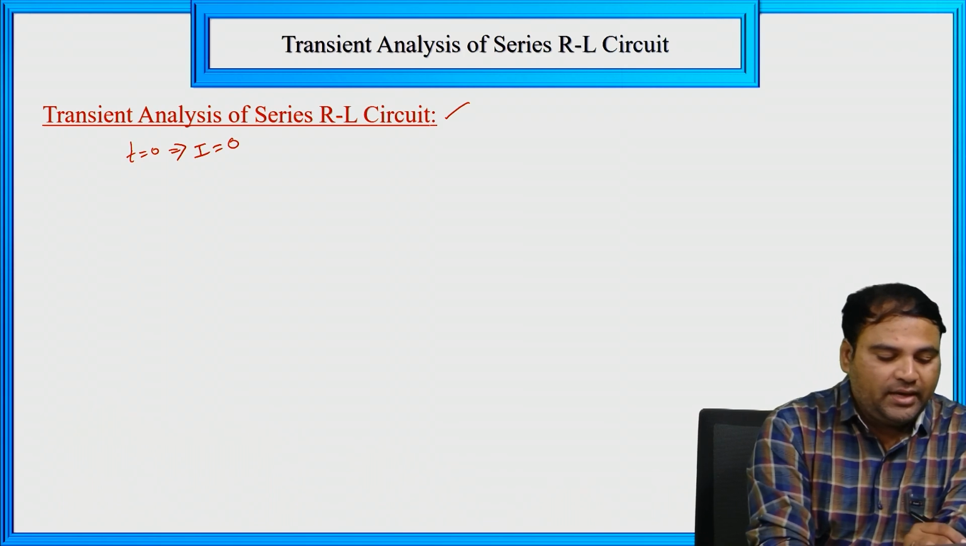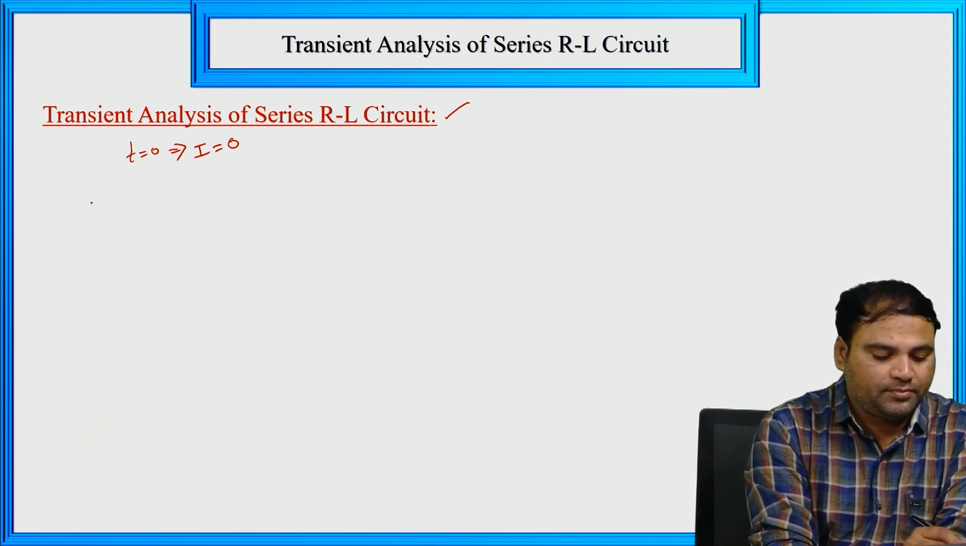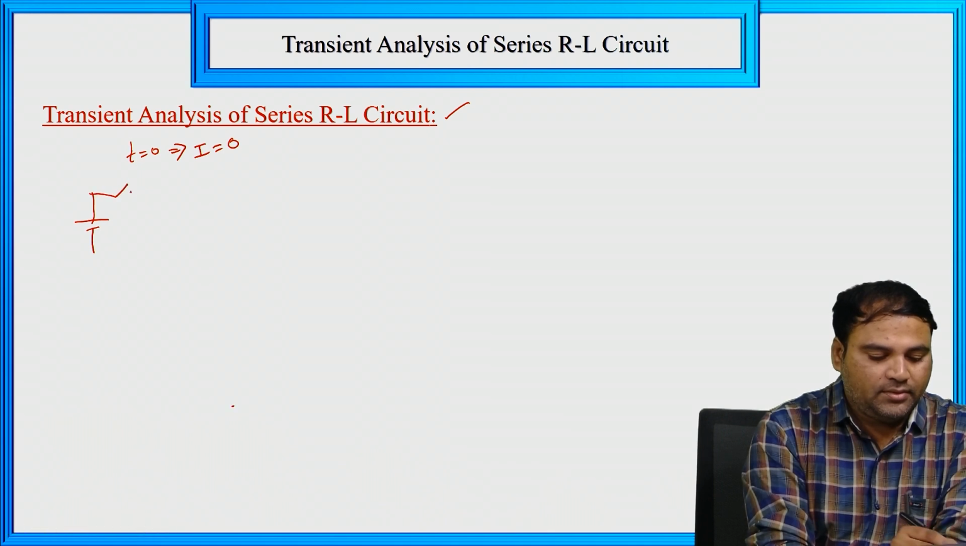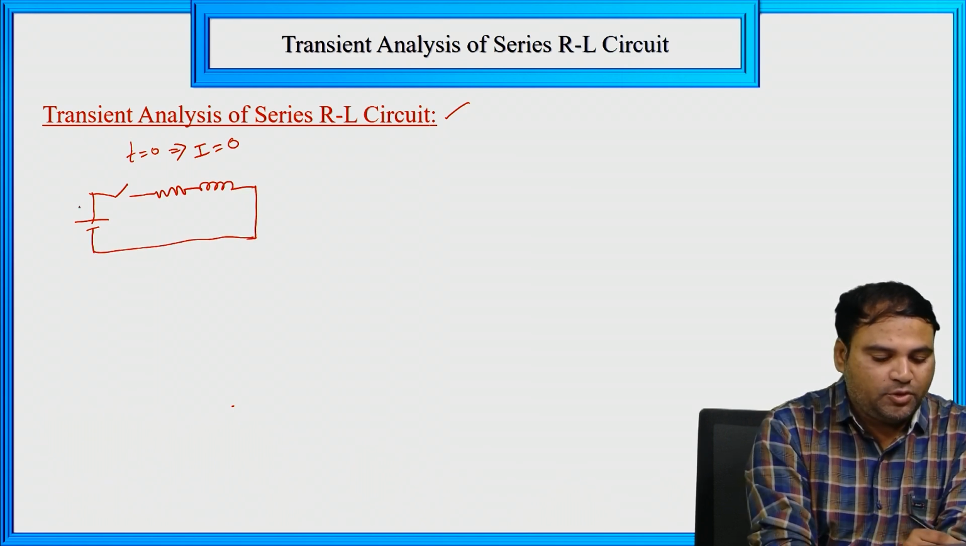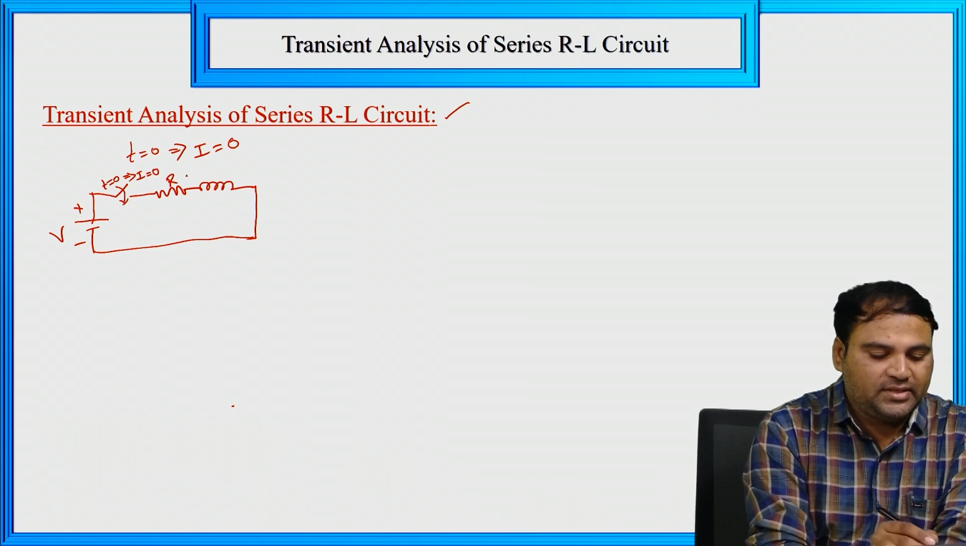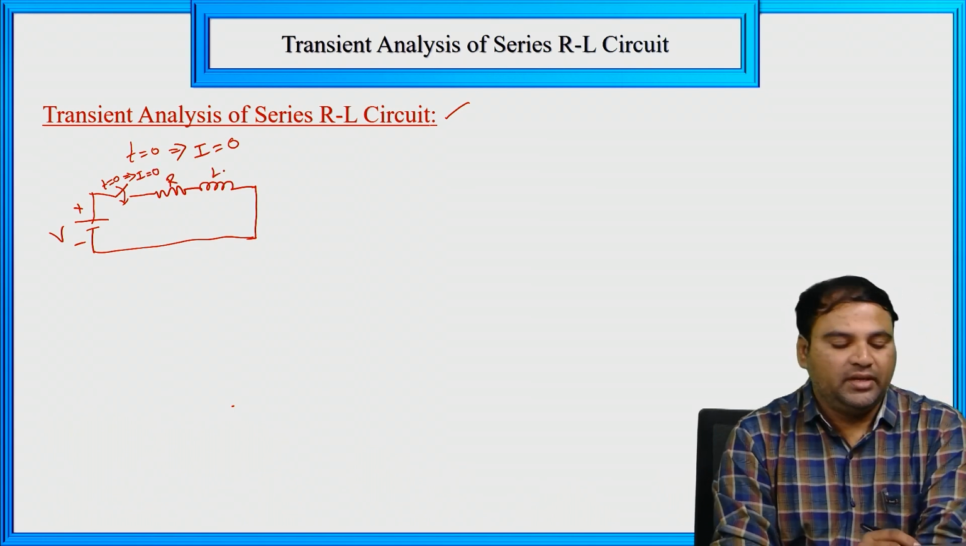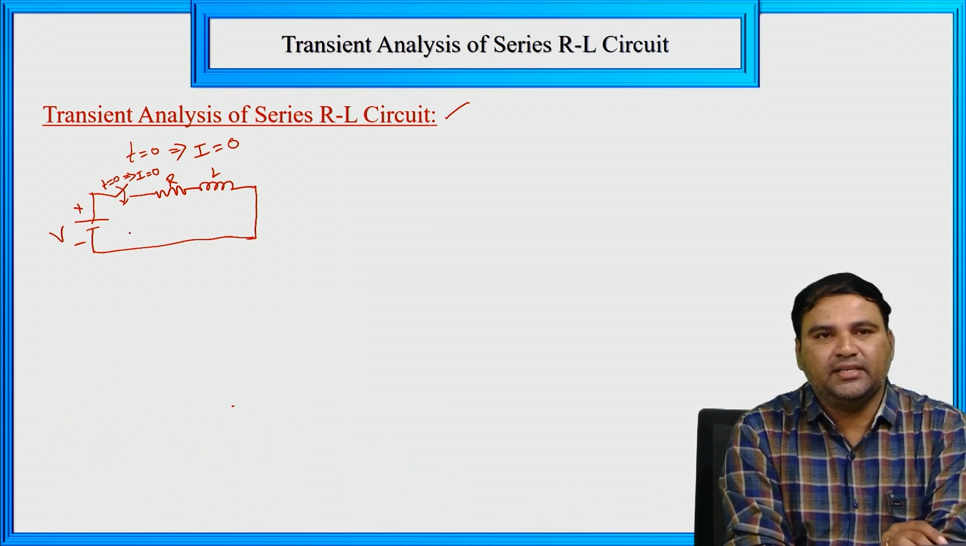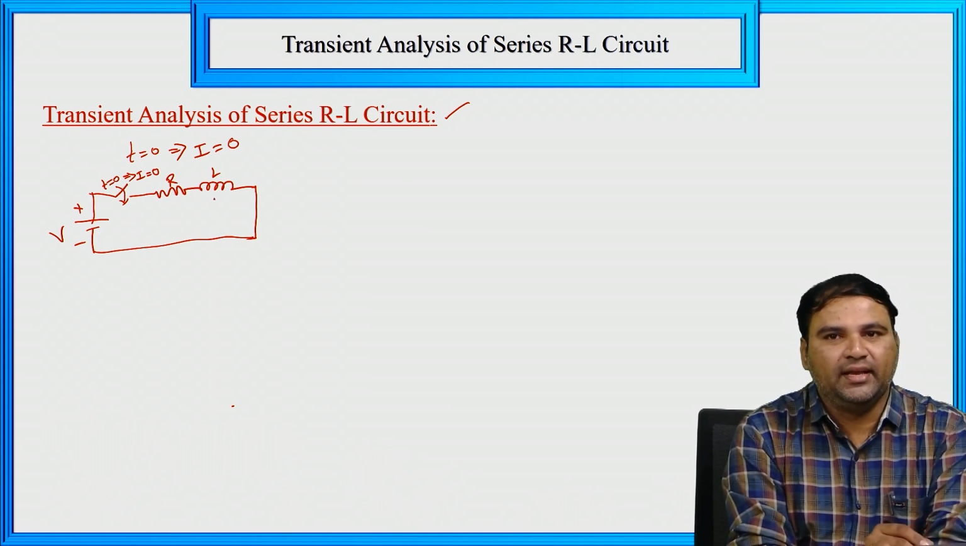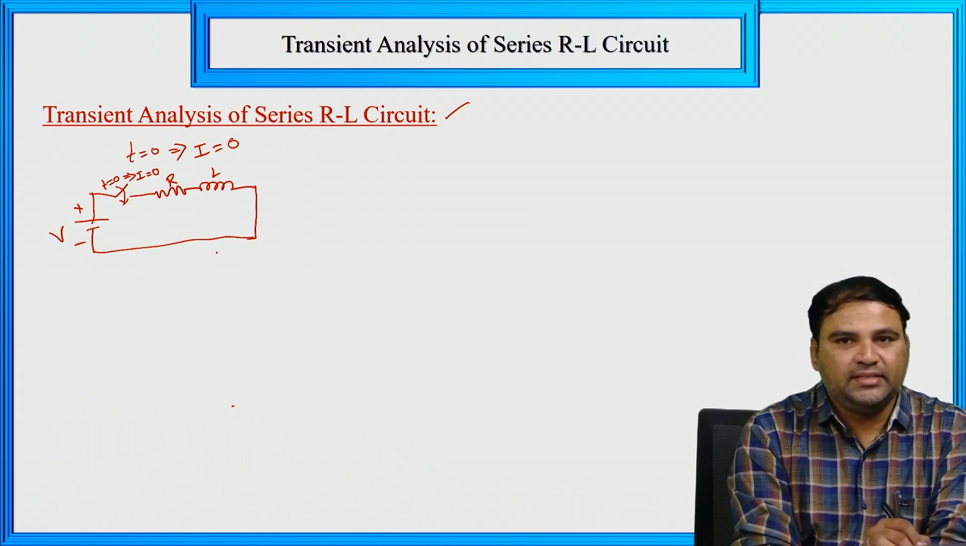So here I need to draw the circuit first. Here is the RL circuit, with plus minus, voltage V. Initially, if t equal to 0, then current is 0. Resistor is R, inductor is L. If the switch is closed, the electrical current flows through the resistor R and inductor L. So the entire circuit is a series circuit.